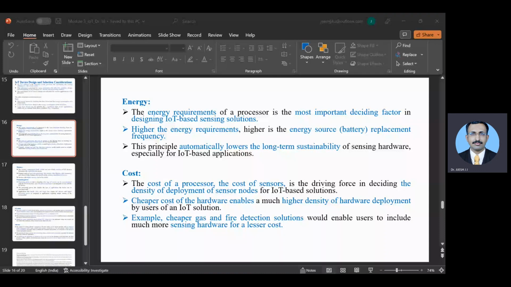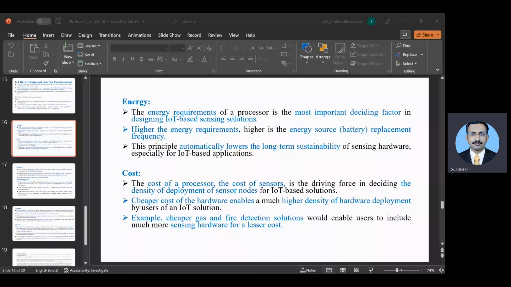So you can say that the cost of a processor, the cost of a sensor, the density of the number of nodes to be deployed, all those things are very important for you to calculate. The cheaper the cost of the hardware, the higher the density of hardware deployment. Means what? If one node costs you 5,000, and the same node with the same capacity is manufactured for some 10,000, you will not be able to deploy more nodes. Your cost will be doubled. So you have to make sure that the entire cost plays a major role in any project development.